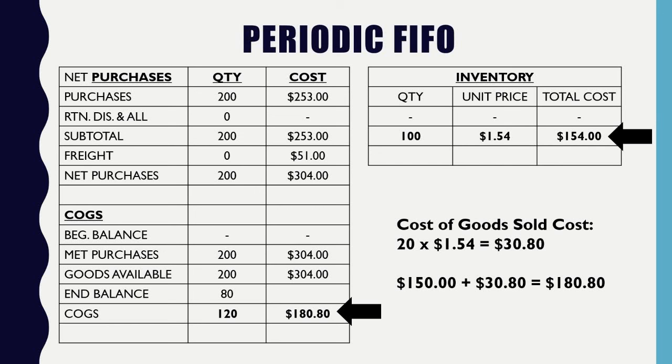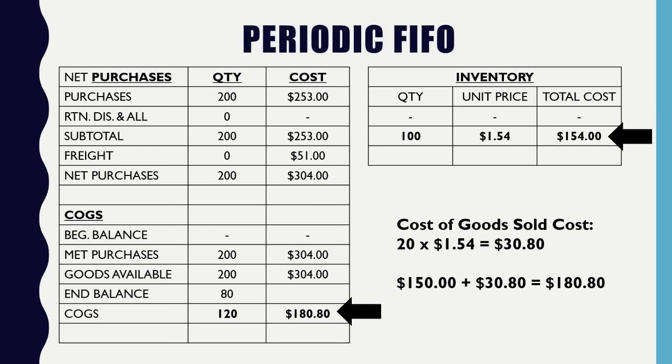And in this case, we're going to take our total quantity of the items that we sold, and we're going to multiply it by the cost per item, which is in this case, because we're looking at our second batch, $1.54, which is going to give us a total of $30.80. And what I'm going to do is combine those two, because these are the items that we sold, right? When I combine the two, 150 plus $30.80, you're going to get a grand total of your cost of goods sold to equal $180.80.